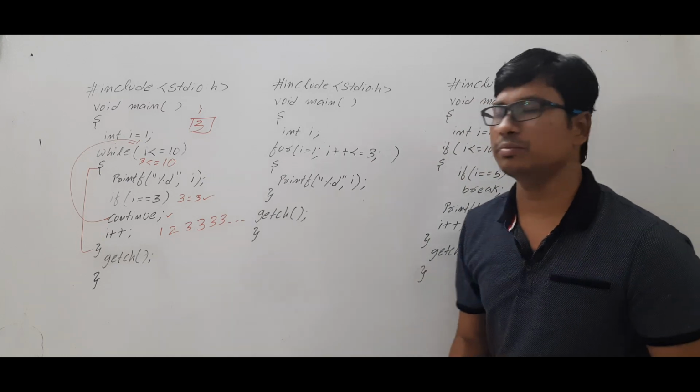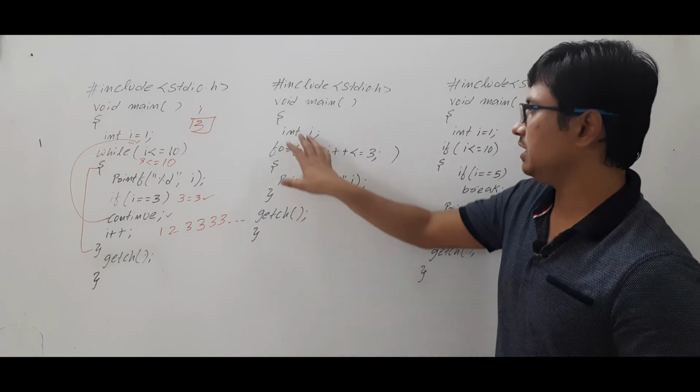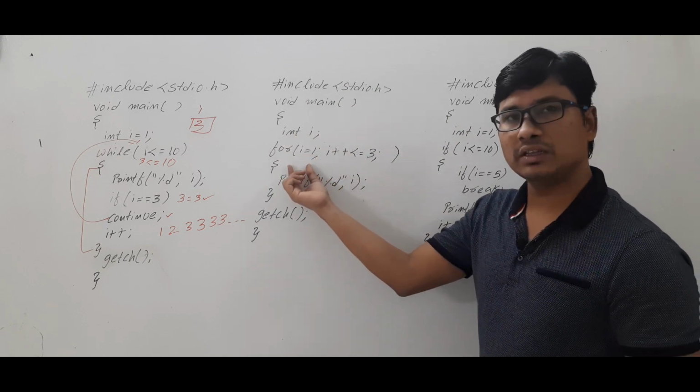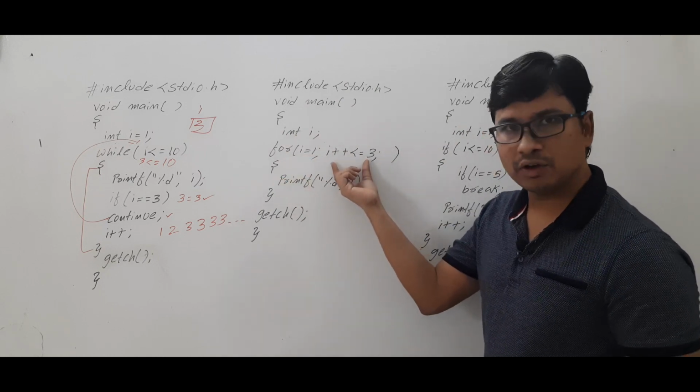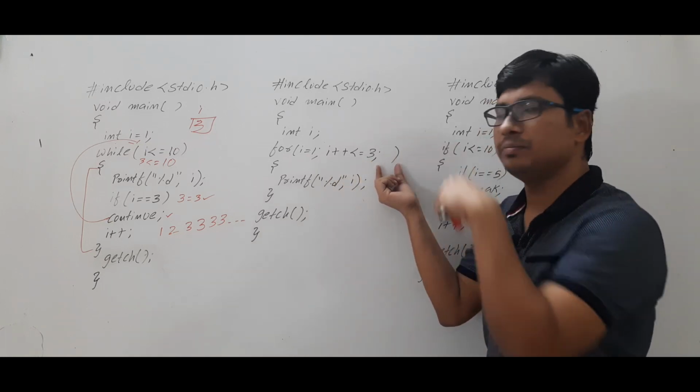Now come to question number 2. #include <stdio.h>, void main, int i is equal to 1. They have done the initialization. They have given the test expression. They did not give the update section.